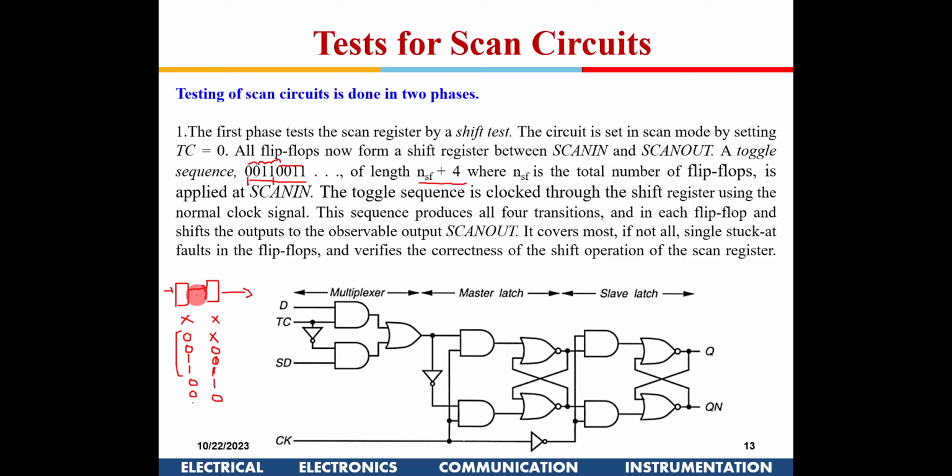So if there are only 2 flip flops, then the total number of clocks required is n, because there are two flip flops, 2 are required here, plus 4. Okay, so only 6 are required. Now why only 6 are required?